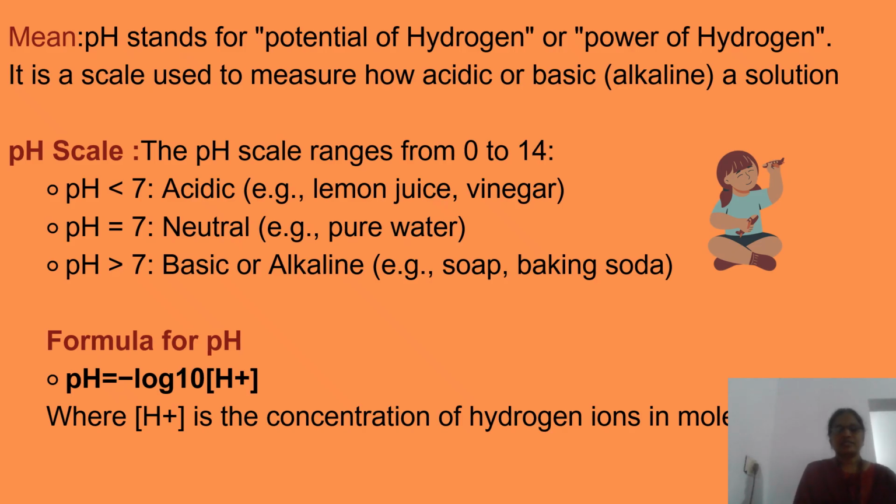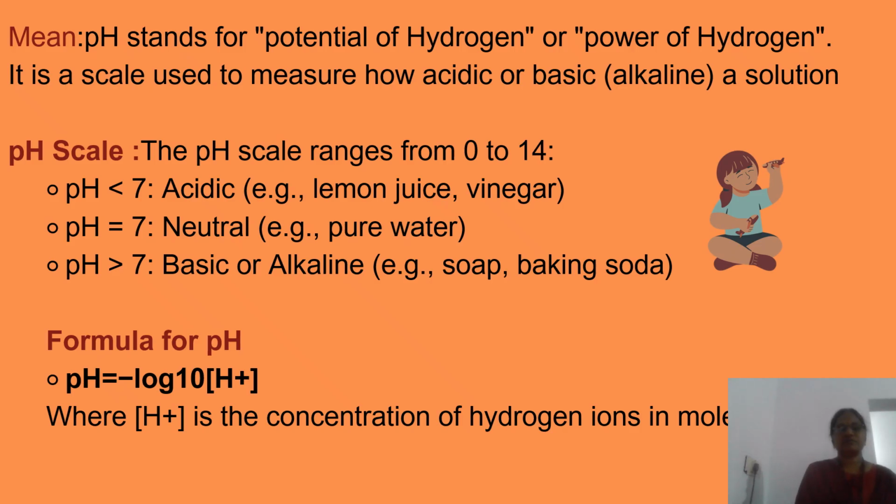If you measure these using the pH scale, the value will be lesser than 7. If we get exactly 7, the solution is neutral. The best example of a neutral solution is pure water. The pH of water is 7. This is the neutral solution example.